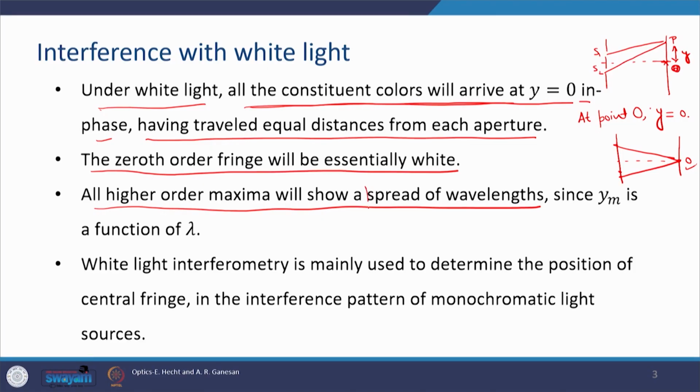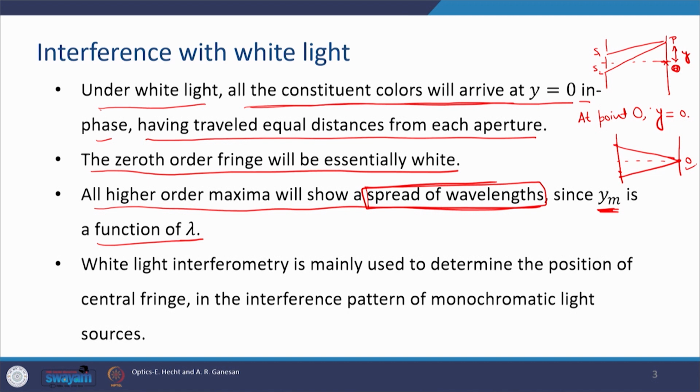the position of maxima will be different for different colors. The criterion of maxima is the same, but within the criterion of maxima there is a lambda dependence. Since there is wavelength dependence embedded in the criterion of maxima, the maxima for different colors will be formed at different y positions. Therefore, we will see a spread of wavelength for higher order maxima, because the position of maxima is a function of wavelength lambda.